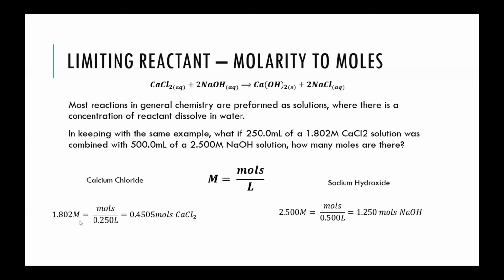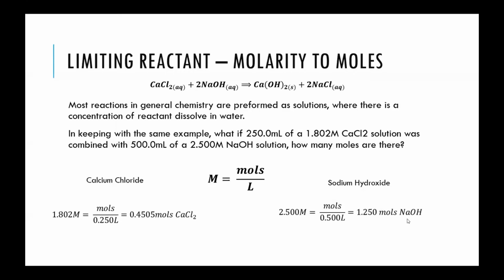So when we multiply the 1.802 molarity times the 0.250 liters, remember this was milliliters and it needs to be converted to liters, so that would be divided by 1,000. And when we multiply these two together, we get the 0.4505 moles of calcium chloride. And likewise, we get the same for the moles of sodium hydroxide.